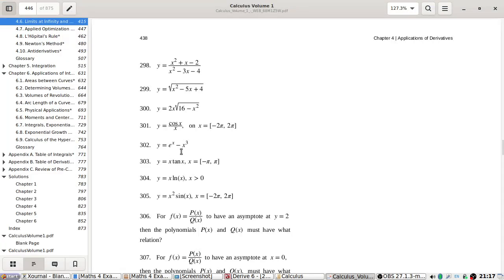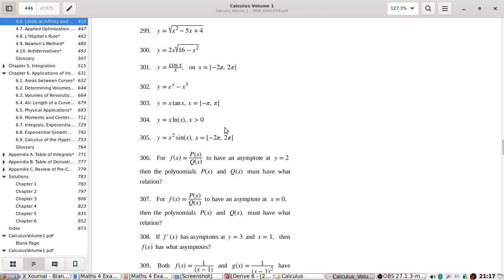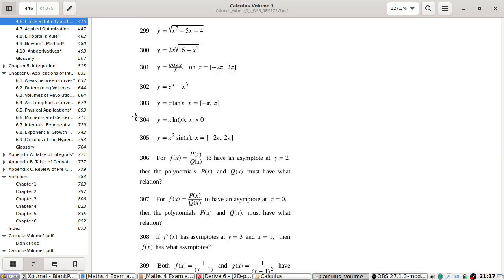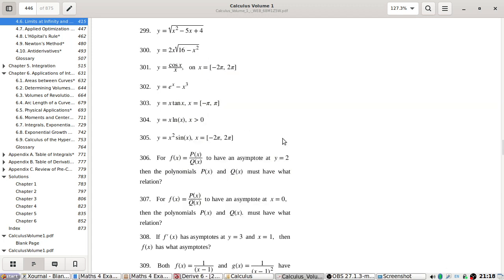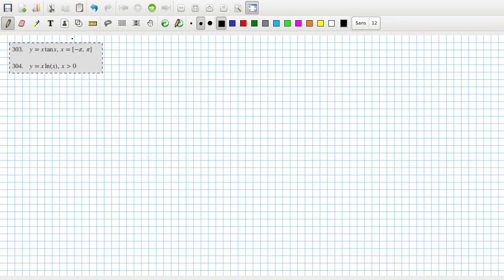Okay, let's continue where we left off. Let's do x tan x and x log x, I think. Okay, we have restricted domains. That's helpful. Okay. So, yeah, all right. I mean, the first one ain't so bad.